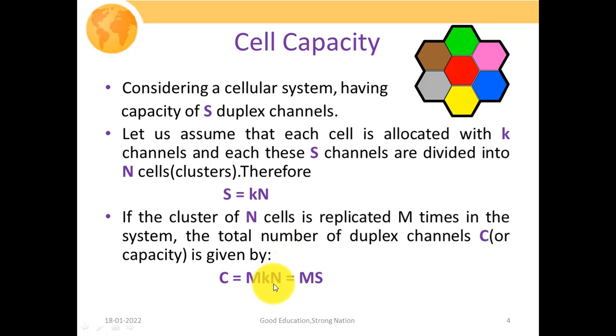So this K into N is nothing but your system capacity, that is, this particular capacity can be represented in terms of S also. So that turns out to be M times S, where M is your replicating factor and S is your cluster capacity. So this is the formal definition of your cellular capacity, that is C is equal to MKN.